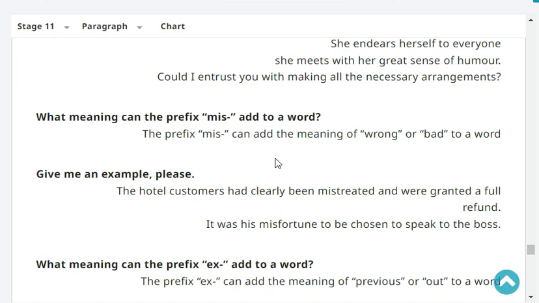Very good. One more. It was his misfortune to be chosen to speak to the boss.